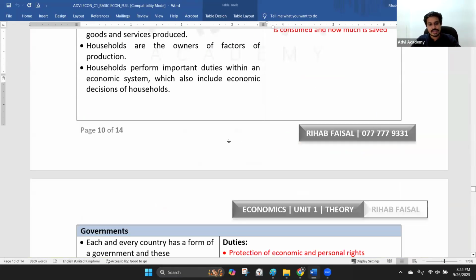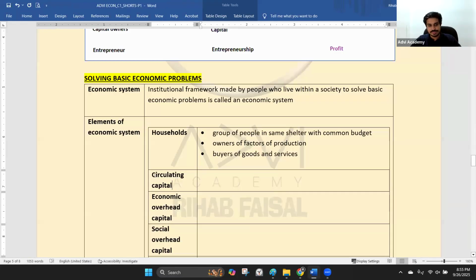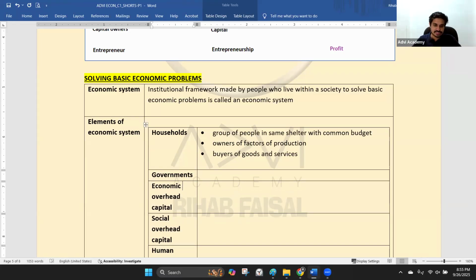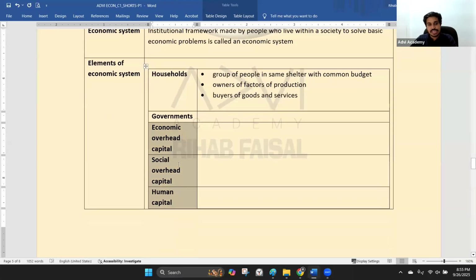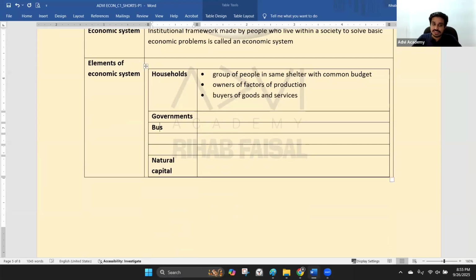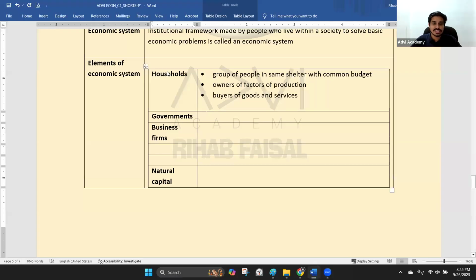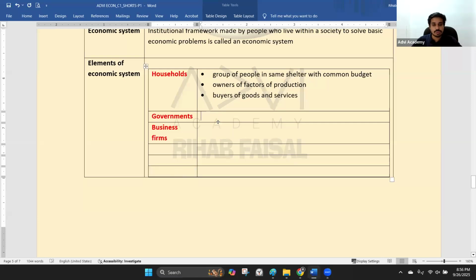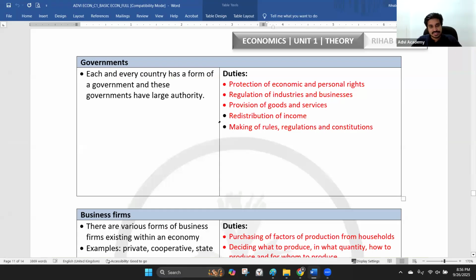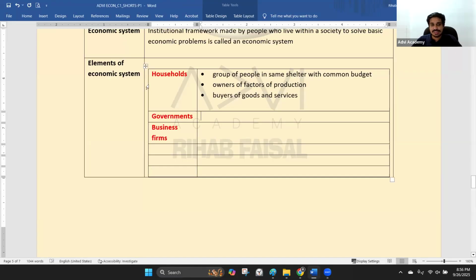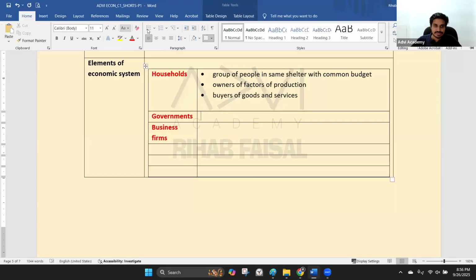Then next one we come to governments, or business firms. Let's talk about business firms, and then we'll come to governments. Actually, let's finish the governments first. Governments, and then business firms. These are the three main important ones. There are some MCQ questions that actually ask what are the three main important elements of an economic system. The three main are what? It's households, governments, and businesses. Okay. So we can say each and every country has a government. That's what it is. So it's a countrywide thing.